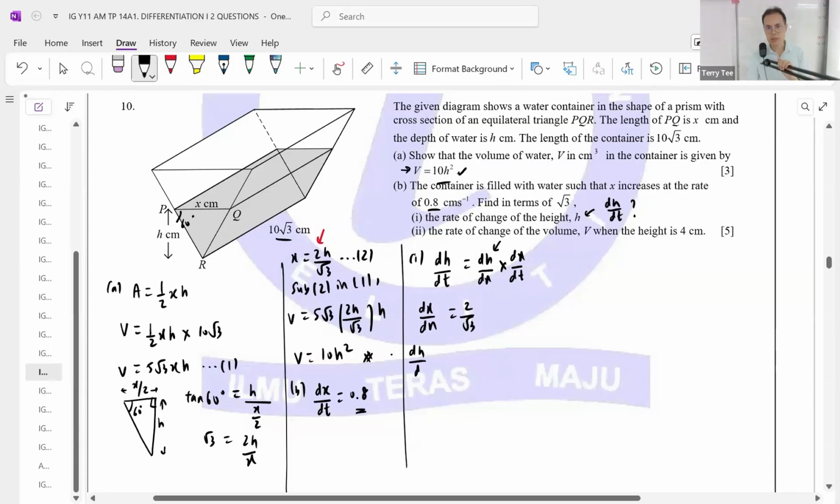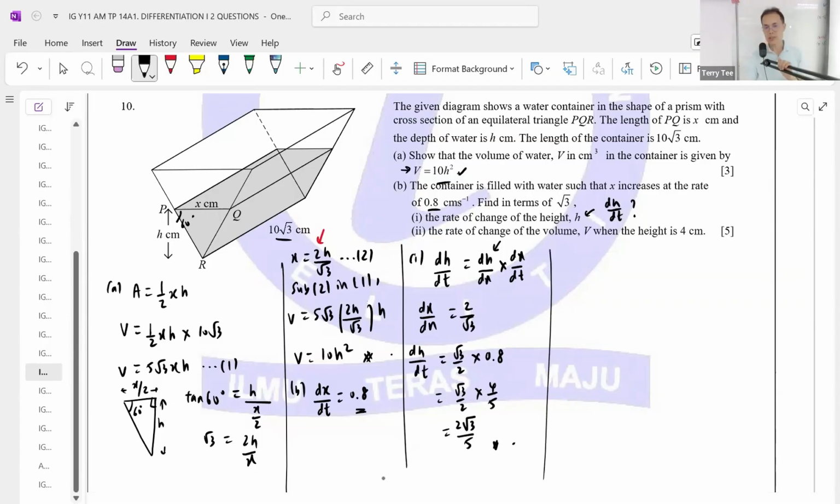Therefore, my dh/dt is square root 3 over 2 times dx/dt, 0.8. 0.8 is 4 over 5, so square root 3 times 2 over 5. Yeah, this is the unit. You don't need to write it, but if you want to write, it is cm per second.